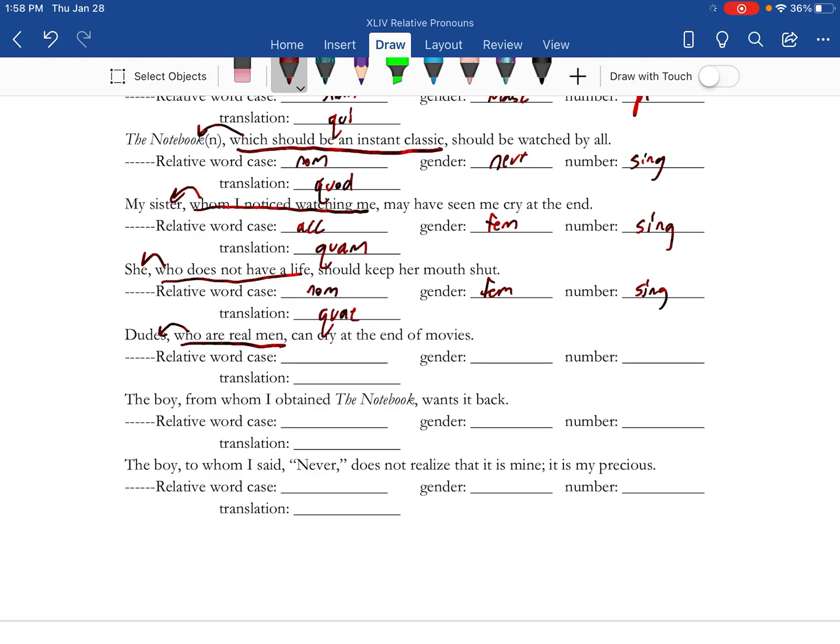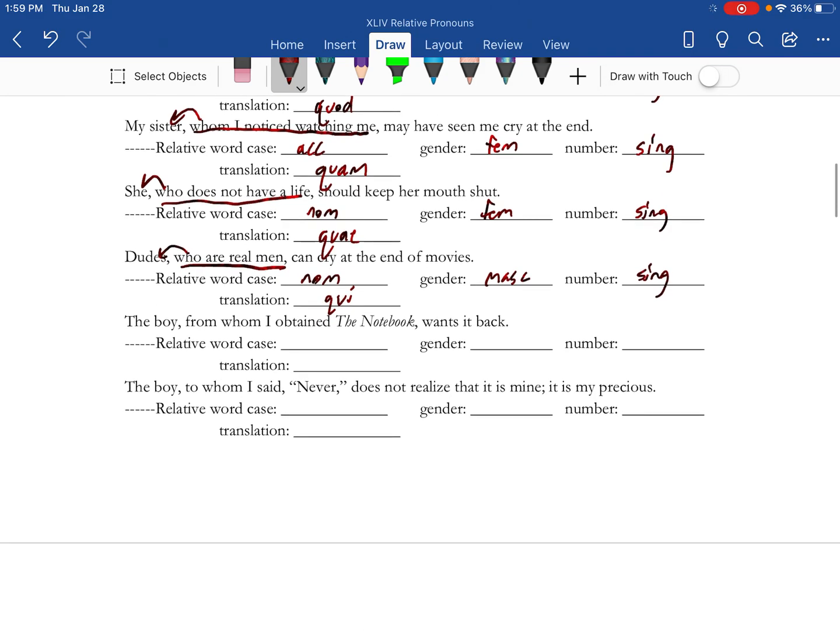Dudes who are real men can cry at the end of movies. Masculine singular. Nominative. Let's just redo that, masculine plural. The boy from whom. There's our whole clause. From whom. From. Moving away from, ablative. Boy is masculine singular. This is going to be quo.